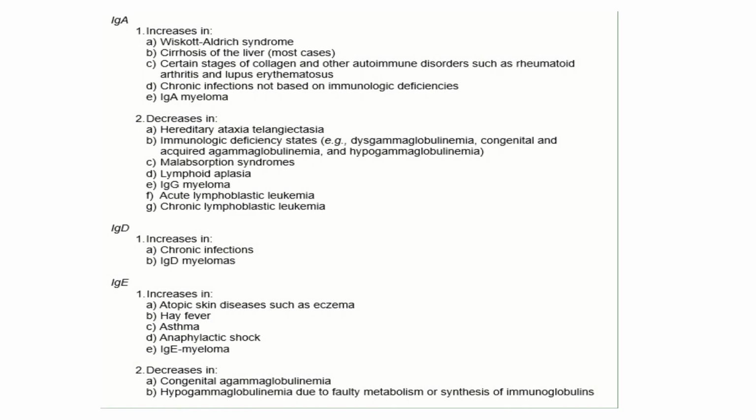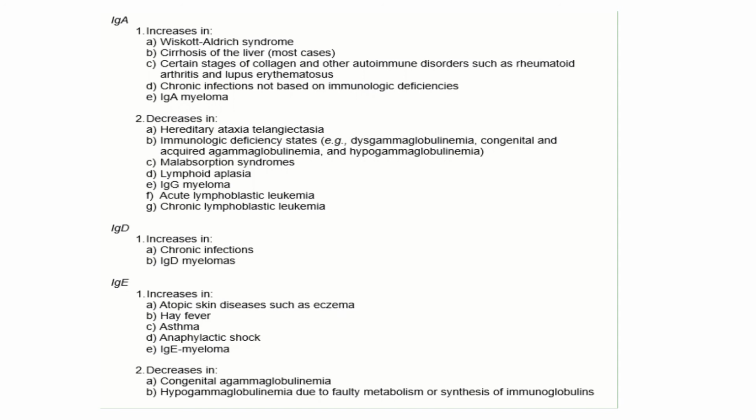What about IgA antibody? It increases in Wiskott-Aldrich syndrome, cirrhosis of the liver, certain stages of collagen and other autoimmune diseases such as rheumatoid arthritis and systemic lupus erythematosus, chronic infection not based on immunological deficiency, and IgA myeloma. It decreases in hereditary ataxia telangiectasia, immunological deficiency states like agammaglobulinemia, congenital and acquired agammaglobulinemia and hypogammaglobulinemia, malabsorption syndrome, lymphoid aplasia, IgG myeloma, acute lymphoblastic leukemia, and chronic lymphoblastic leukemia.